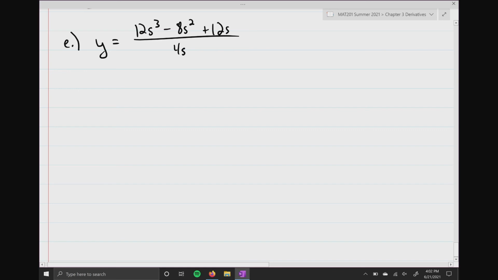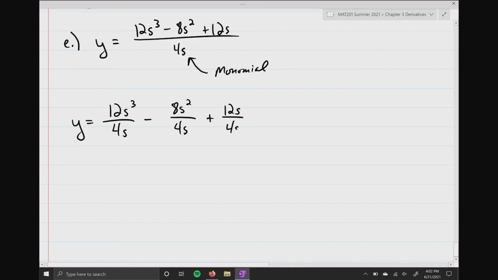With a problem like this, you would need to first simplify. You have to use a little bit of algebra. Now, the denominator is a monomial. Whenever you have a denominator that is a monomial, meaning one term, you are allowed to separate every single term. So that's exactly what I'm going to do here. I'm going to separate and divide every single term by 4s. And when I do that, I end up getting 3s to the second minus 2s to the first plus 3.